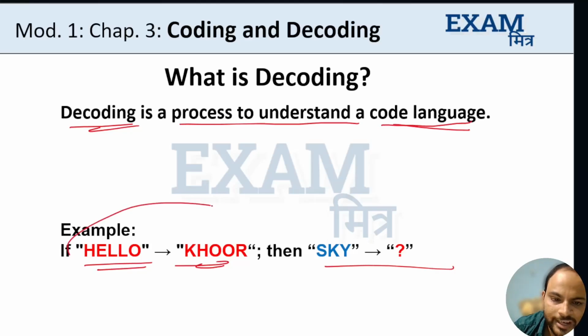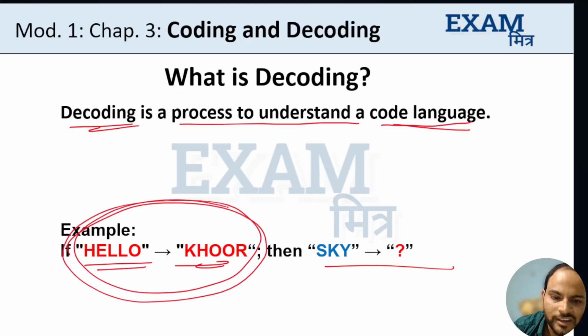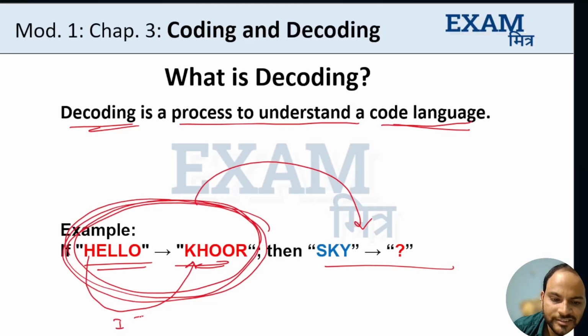So we need to find a certain relationship between hello and Khur. And if we are able to find that relationship, we will apply that relation here as well and find the code of sky. So how are hello and Khur related? If you observe, H has been skipped forward by two letters, like H, then I, J and then K. E, F, G, then H. L, M, N, then O. That means we are doing two forward skipping.